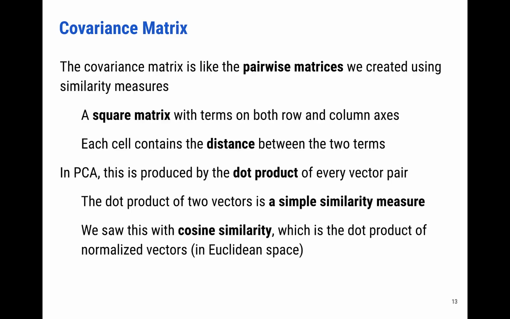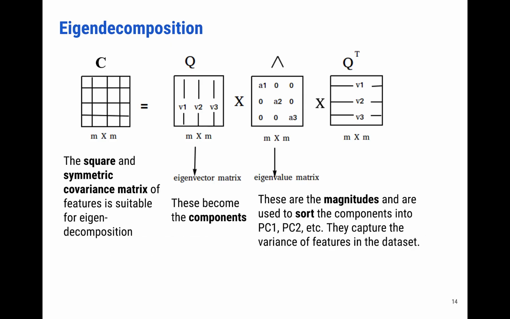But remember that that's not different from what we've looked at already. The dot product is really closely associated with cosine similarity, which is simply the dot product between two vectors which have already been normalized in Euclidean space. And we're going to actually do that in our example. Here's a quick look at eigendecomposition, where the matrix on the left, the C matrix, is our term matrix. What we're going to do is decompose that into these constituent matrices, and these are going to become our components.